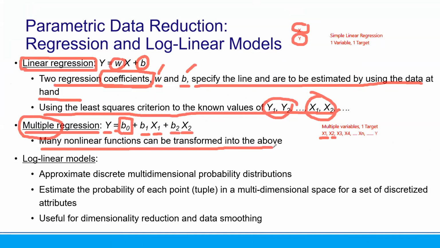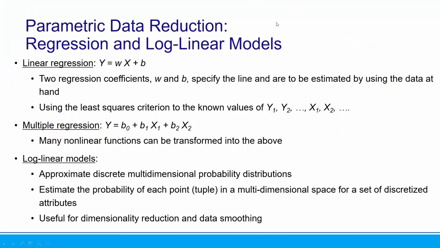Many non-linear functions can be transformed into the above. So if it is the linear regression, usually we can create a line. So just one line, we call it linear. If it is non-linear, then the function will be different. We can have something like quadratic.